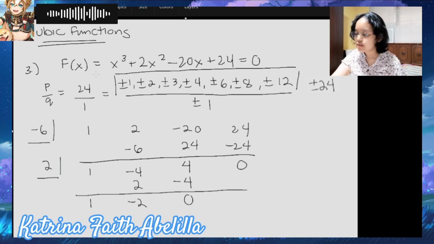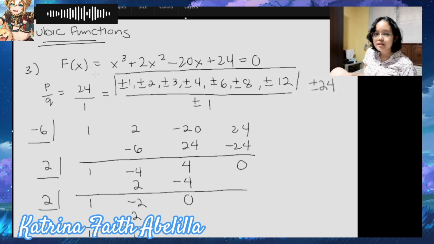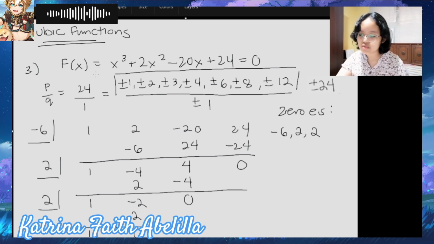Now we can continue this method, but since there are 2 terms again, we can factor them. But I'll show you what it would look like if we continue. Let's try 2 again. Bring down 1. 1 times 2 is 2, negative 2 plus 2 is equal to 0. So that's our 3 zeros: negative 6, 2, and 2. But we can also write 2 with a multiplicity of 2, since 2 is recurring.